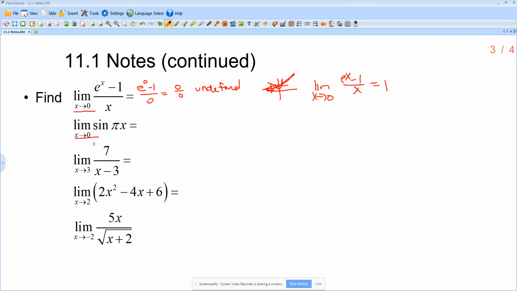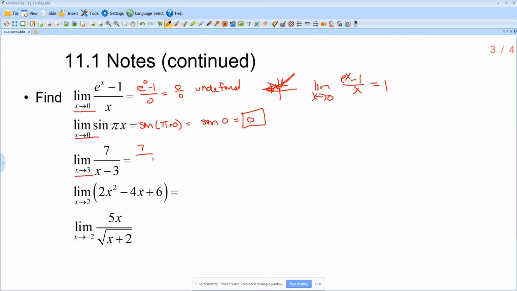Here, substitute in my 0. So I'd get the sine of pi times 0, which is the sine of 0. And the sine of 0 is 0. Now this is not undefined. This is just telling me the limit of this as I go to 0 is 0. Final answer.